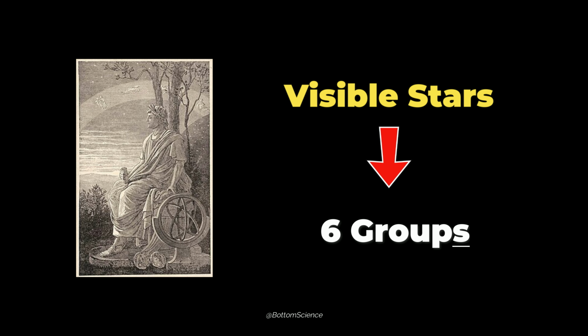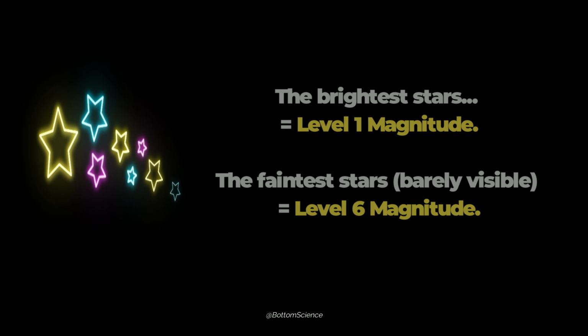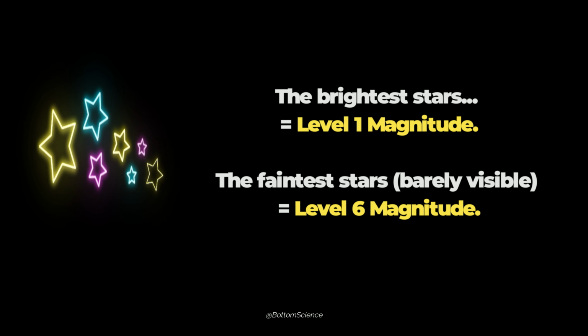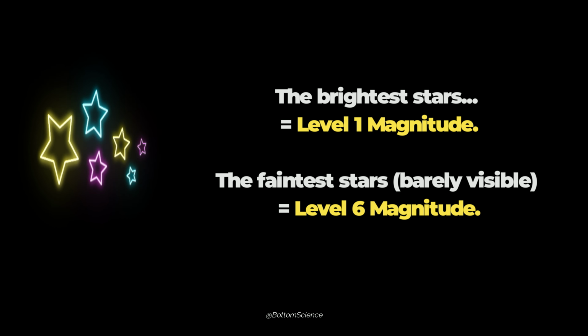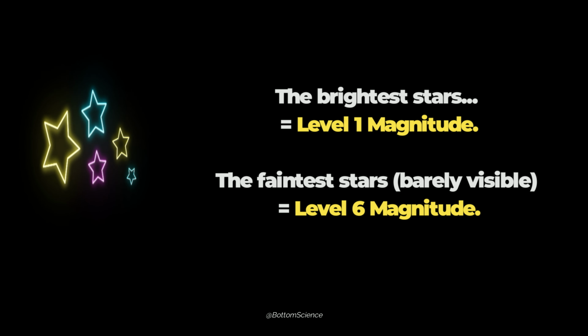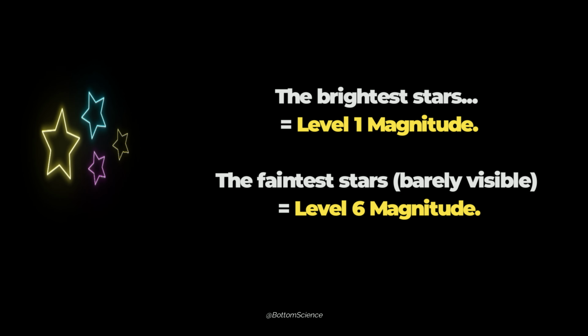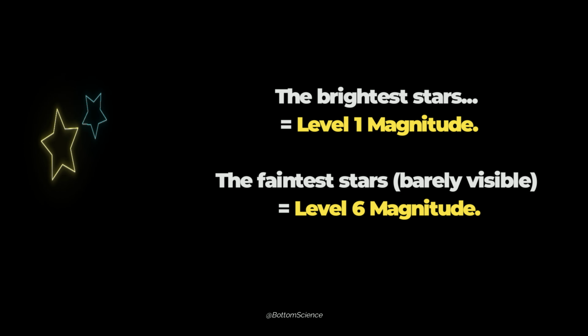Over 2000 years ago, a Greek astronomer named Hipparchus looked at the night sky. He divided visible stars into 6 groups. The brightest stars he called first magnitude. The faintest stars the human eye could barely see he called sixth magnitude. Simple, no telescopes, no computers, just human eyesight. It wasn't perfect, but it worked surprisingly well. Even today, astronomers still use the word magnitude, only now it's much more precise.